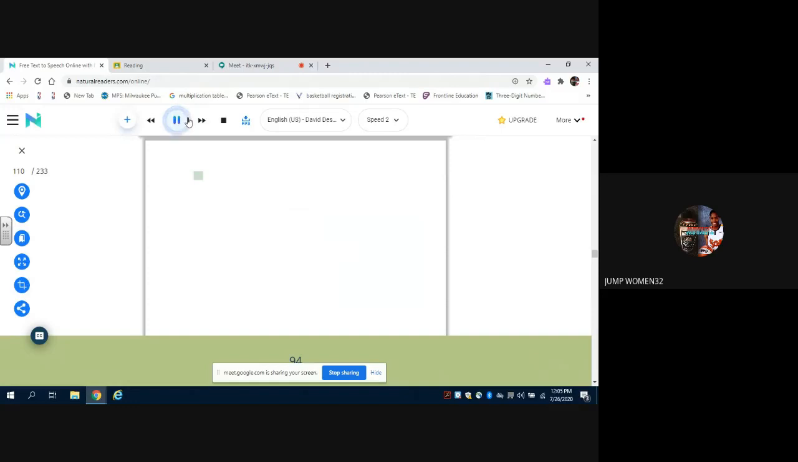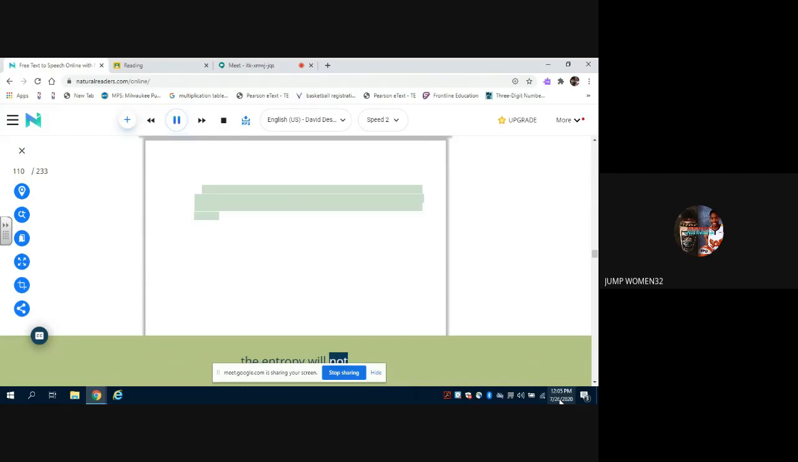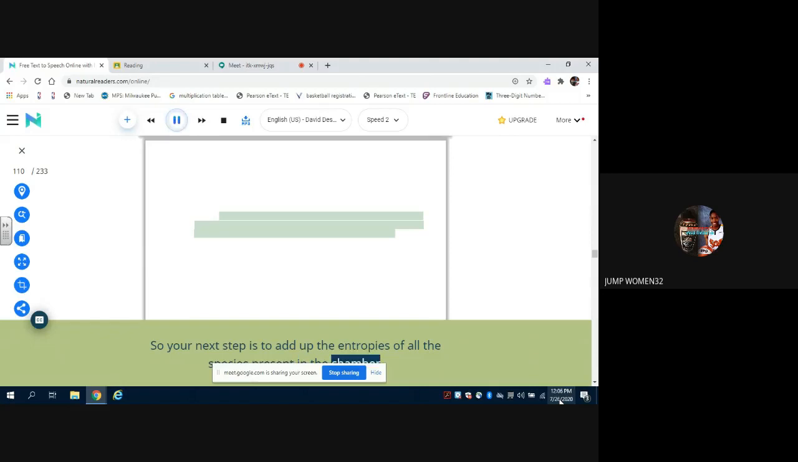Ignition. If you feel optimistic and energetic, you make a shifting equilibrium calculation. This is based on the assumption that although the gas composition will change during the expansion process, the entropy will not. So your next step is to add up the entropies of all the species present in the chamber, and put the figure on a piece of paper where you won't forget it. Entropies are in the compilations, too.